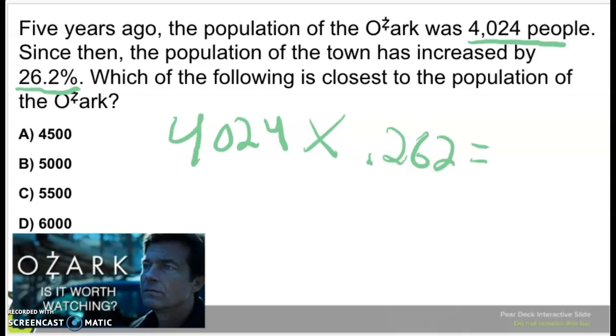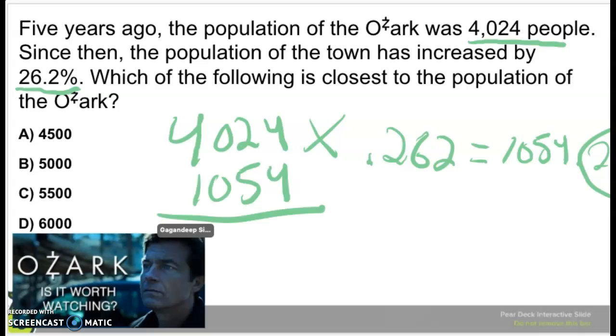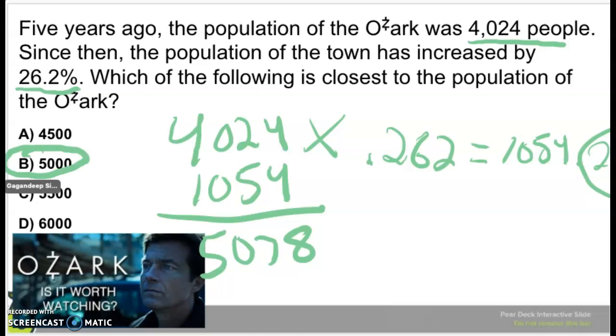Okay, let me go ahead and plug that into my calculator. 4024 times 0.262. And I get 1,054 people. It actually comes out to 0.288, but have you ever met 0.288 of a person? Nope. So we're going to go with 1054. And now we are still not done because 1054 doesn't give me an answer. I need to still add that to 4024, which gives me 5178. Okay. And what is this closest to? It is definitely going to be B.